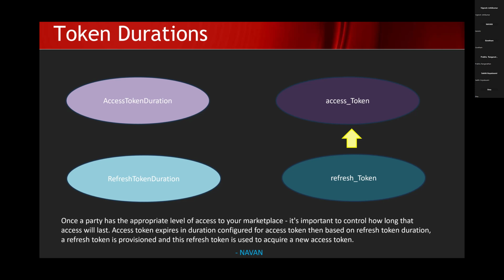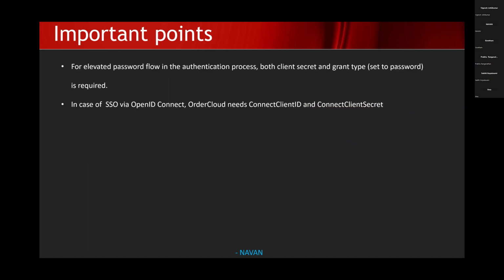For that duration, the access token is functional, working. After that time, if you try to use that access token, you would be told your login has expired. At that point, you will get a refresh token, and that refresh token is useful for you to get an access token. So this is a basic concept about token duration and tokens, which is used during the authentication process.